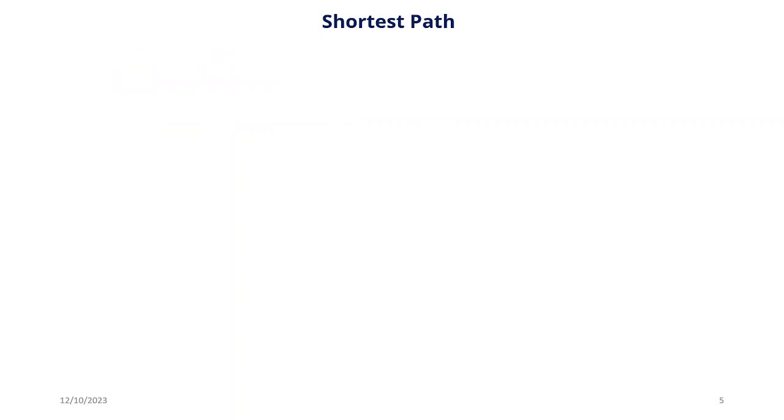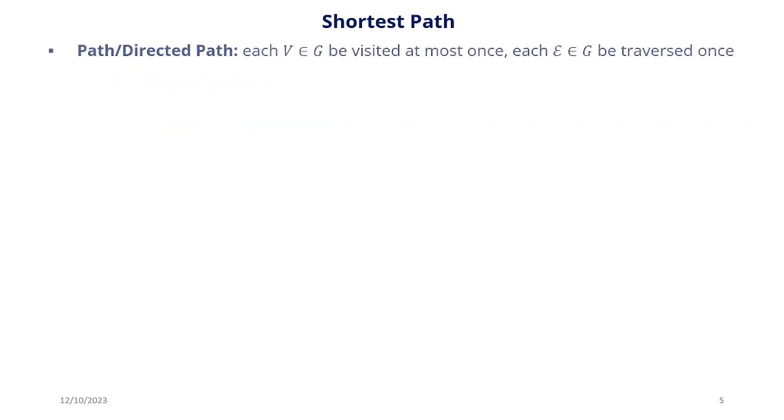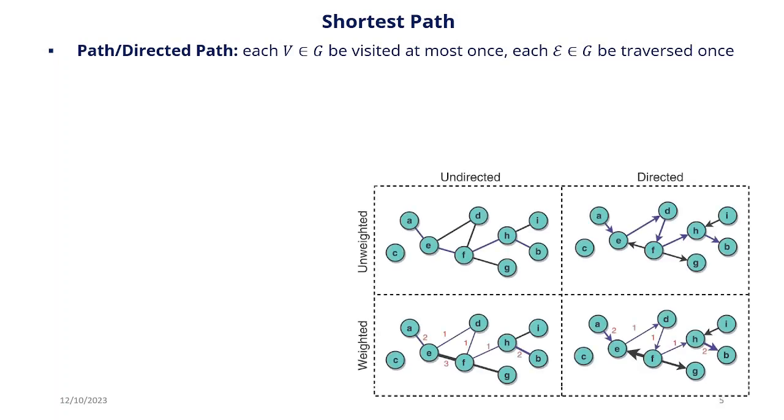Now let's consider shortest path. A path or a directed path is such that we have a restriction that every vertex be visited at most once and every edge be traversed at most once while passing through the graph. So if we still recall one of the first diagrams that we used in the class, we have graphs and we have directed graphs, both of which can either be weighted or unweighted.